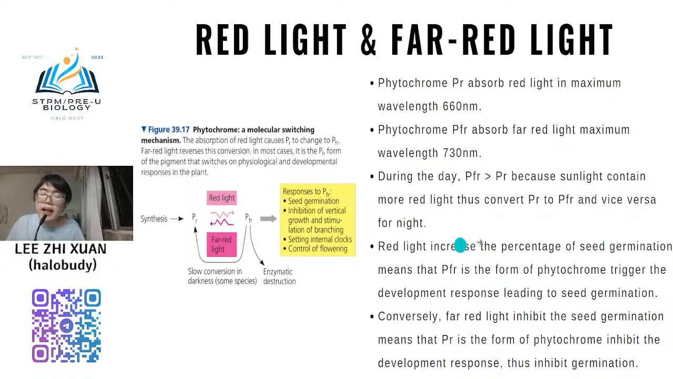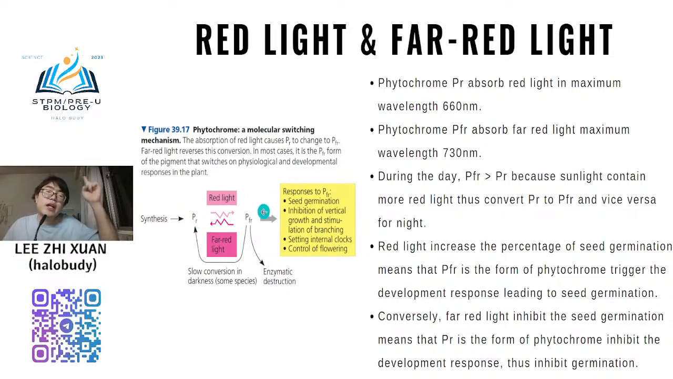So red light increases the PFR, but vice versa for night. So during the malam, during the night, PR is higher than PFR. Why? Because during the night, red light is limited. No red light at all. No sunlight already, so no sunlight equals no red light. So there is only far red light. So during the night, all the PFR, phytochrome far red, will be converted into PR. So this is the conversion process.